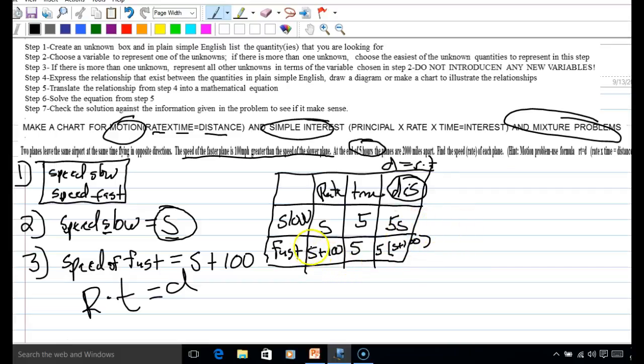Again, this represents the rate and this represents the time, and the rate times the time is equal to the distance. So the last column here is found by multiplying these two columns together. The slower plane in 5 hours traveled a distance of 5s. The faster plane in 5 hours traveled a distance of 5 times the quantity, s plus 100.